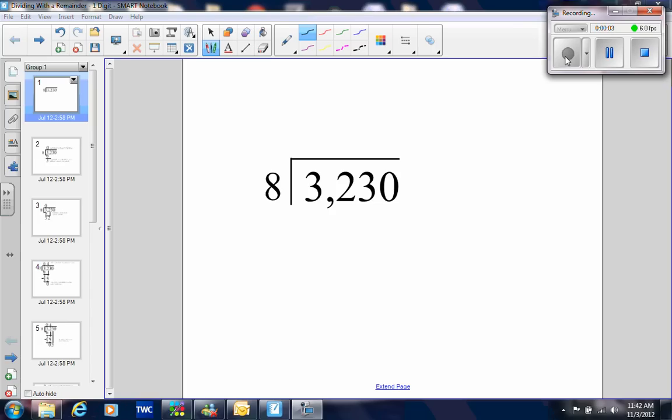Going to be dividing by one digit, and this one is going to end up having a remainder as we continue. So just a chance to see how to go through the whole process, and then also how to handle a remainder at the very end. Alright, well, we start off looking at 3,230 divided by 8.